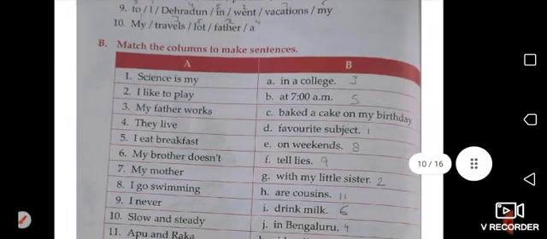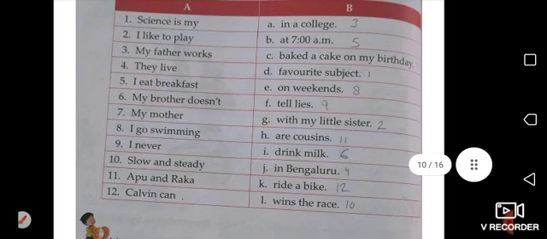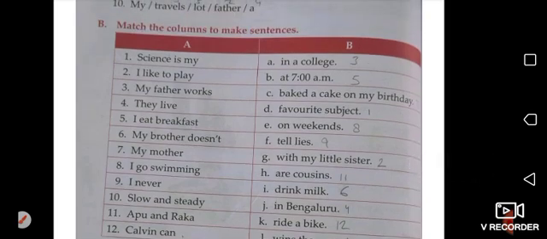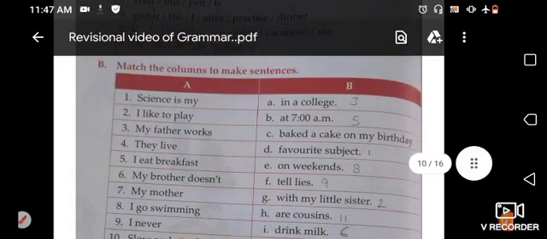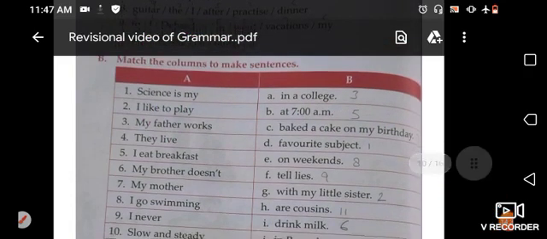That is, match the columns to make sentences. Okay, so here you have to match the columns. Here you can see column A and B. Column A and B are given, and you have to match these columns to each other to make a sentence.